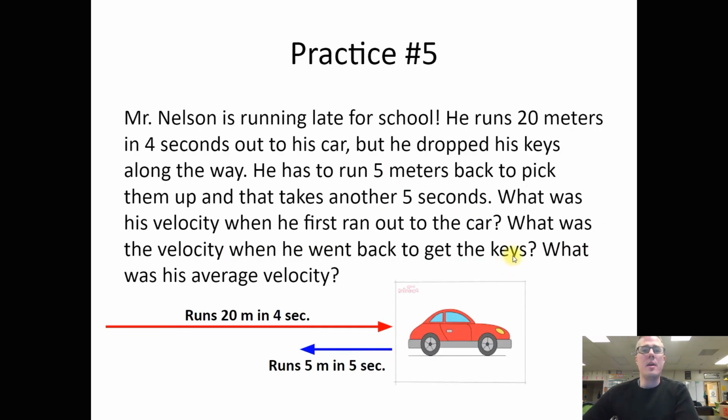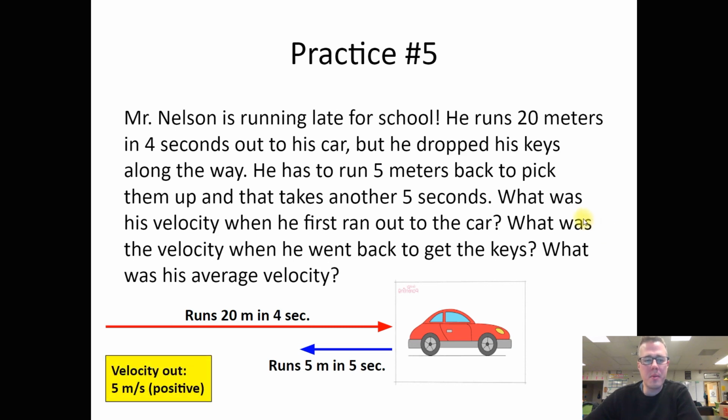Last one. I'm running late for school and I run 20 meters in 4 seconds out to my car, but I drop my keys along the way because I'm such a klutz. I had to run back 5 meters to pick them up, and that takes me another 5 seconds. I want to know what's my velocity when I first ran out to the car, and then what's my velocity when I went back to get my keys. So it's 2 separate velocities, my velocity out to the car and my velocity back to get the keys. And then what's my average velocity? Pause this video and try it on your practice side. If you're still watching, it's time to check some answers.